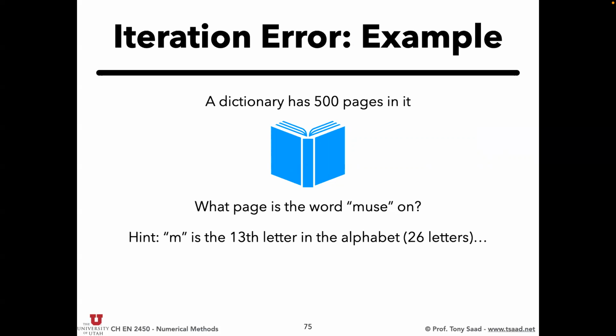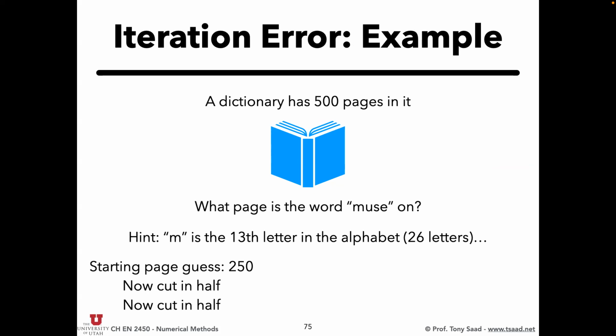So you open page 250, and there's no word muse over there, but there's the letter N. So you know what? Maybe I'm a little bit before. I have to move backwards. So what do you do then? Again, you go to page 125, so you cut it in half, right? And then you keep cutting in half until you reach the answer. So here's one algorithm for that, and that's called the bisection method. There's no reason behind it.